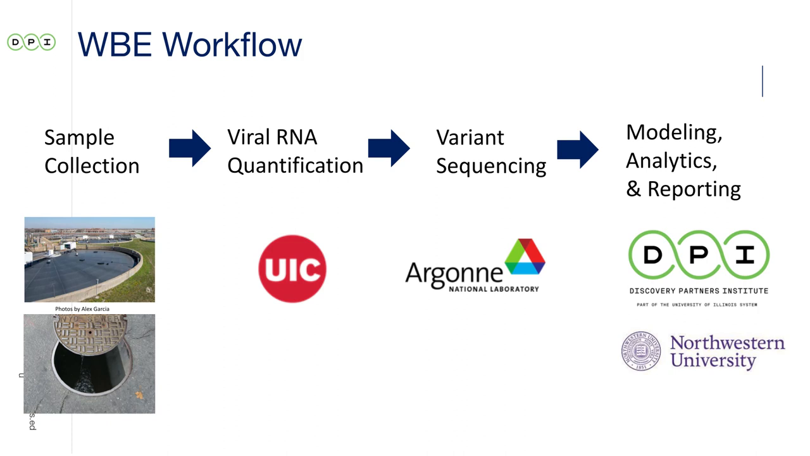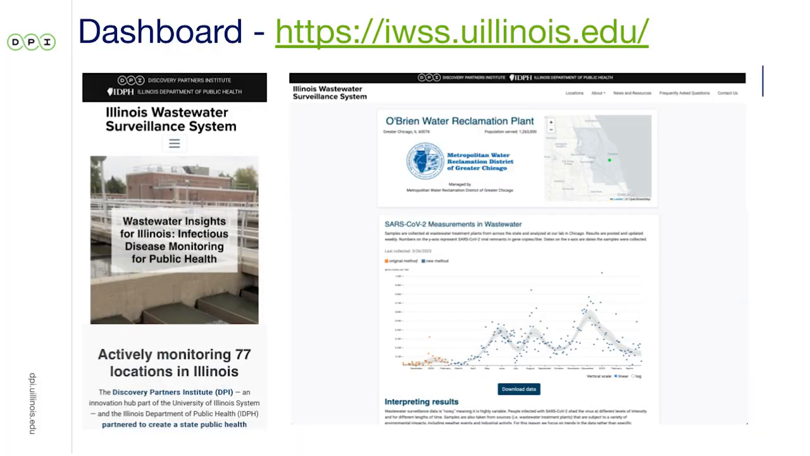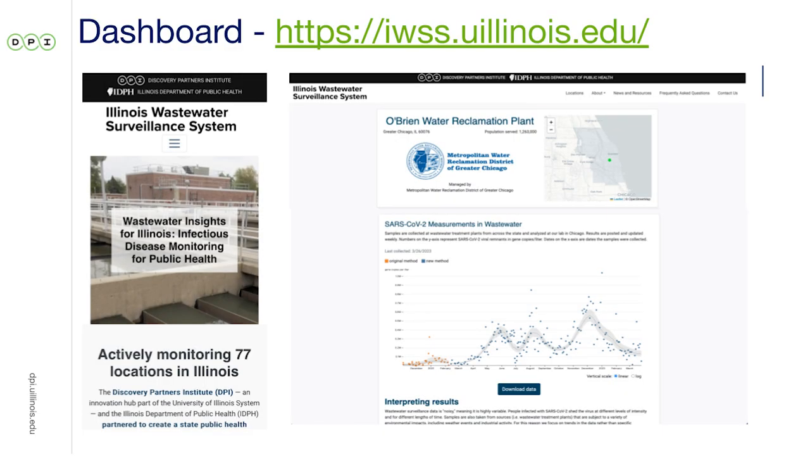And the data that we get from all of this gets shared in reports to CDC, to the Chicago Department of Public Health, the Illinois Department of Public Health, to plant operators, so the wastewater treatment plants that are involved in the project, as well as some other partners that we have. And then finally, the data and analytics and modeling teams at DPI and Northwestern University are working on trying to improve the utility and efficacy of the data, and also on generating more useful and productive visualizations of that data. So the last thing that happens is that visualizations and data get uploaded each week to our Illinois Wastewater Surveillance System dashboard, which Melissa is going to talk about. Yes, our dashboard.